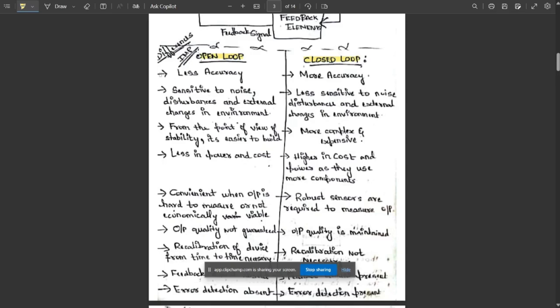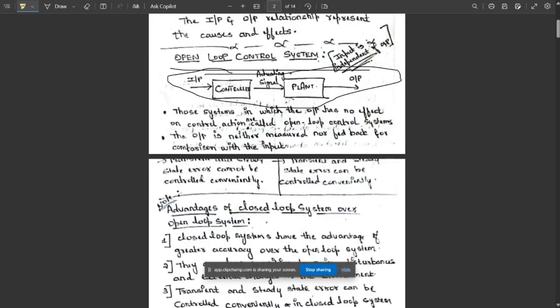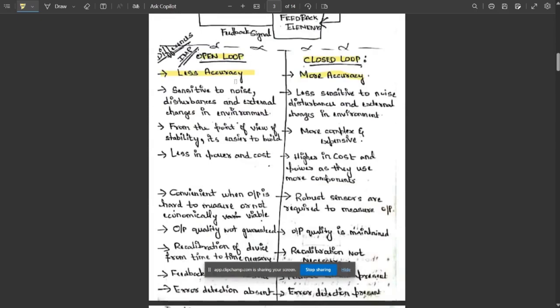So the first point is less accuracy for open loop, and the closed loop control system has more accuracy. Since in the open loop control system the output has no effect on control action, it has less accuracy, because the output is not directly dependent upon input. That's why in closed loop control system the output is dependent upon input, so it has more accuracy.